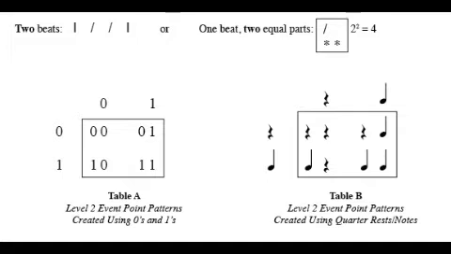And then in table B, we're simply substituting rest and note values. Rest, rest, rest, note, note, rest, note, note. This absolutely guarantees that no possible pattern can be excluded, and this is how we find the elements of rhythm.